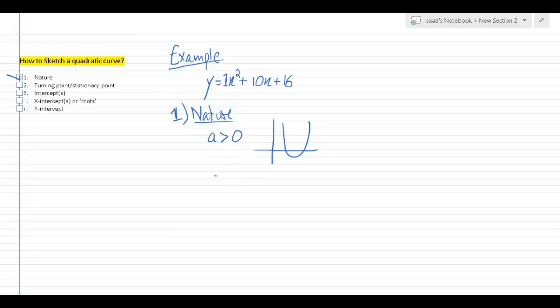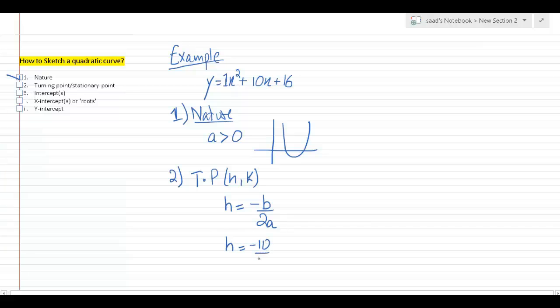Nature done. Next, the turning point or the stationary point. Now remember that the turning point has coordinates (h, k), where h is the x coordinate of the turning point and k is the y coordinate of the turning point. I'm sure you must remember, h is found through the formula minus b upon 2a. So let's figure out h. h will be equal to minus 10 upon 2 times 1. So minus 10 divided by 2 is minus 5. So that means the x coordinate of the turning point will be negative 5.